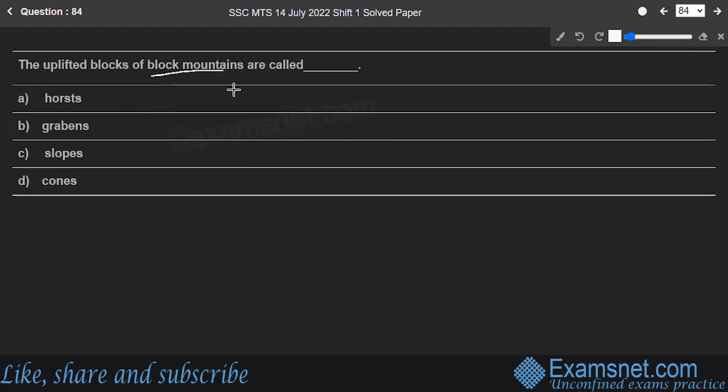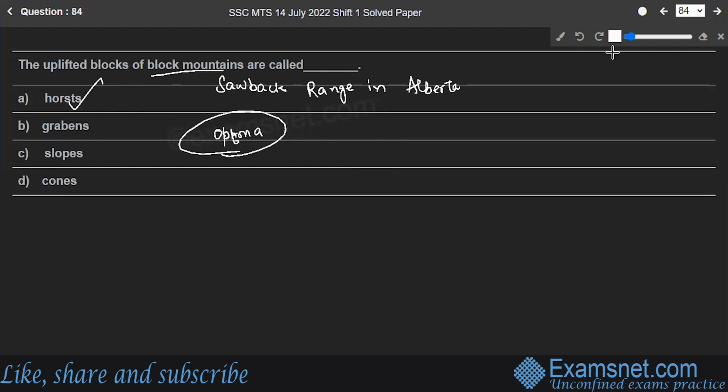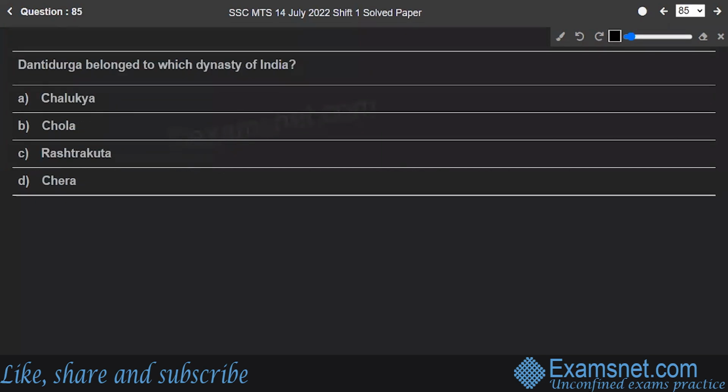Block Mountain is a mountain located within the Sabak range in Alberta. The uplifted blocks are termed horsts, and the lowered blocks are known as grabens. Block mountains are created when huge regions are broken and displaced. So, option A is the correct answer to the question. Hope you're clear. Let's move to the next question.